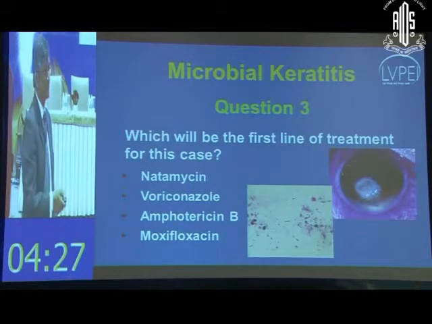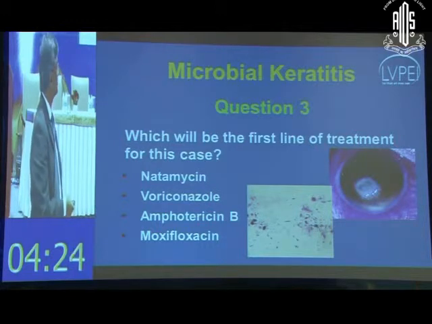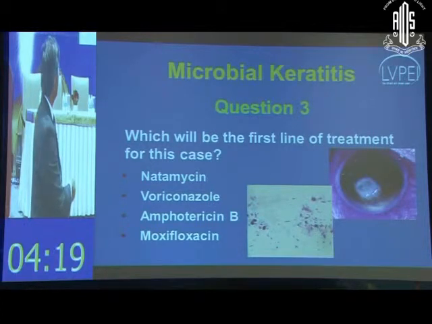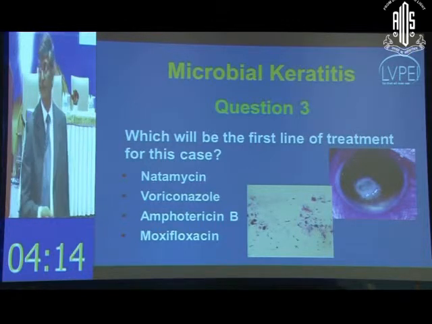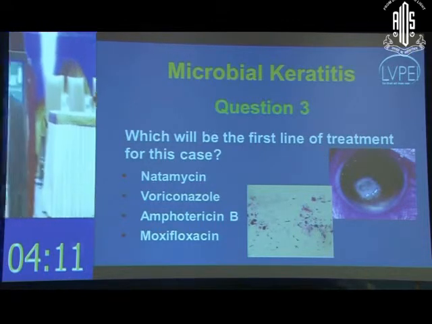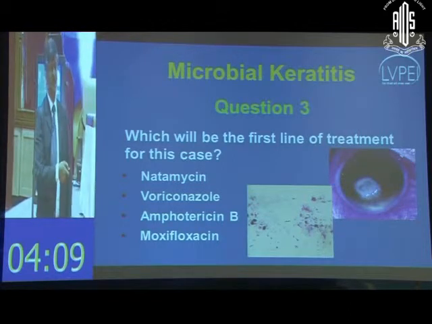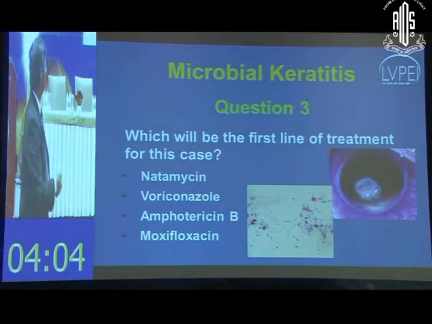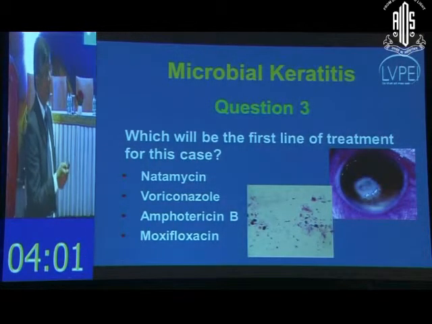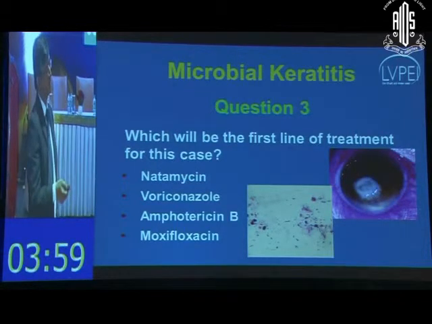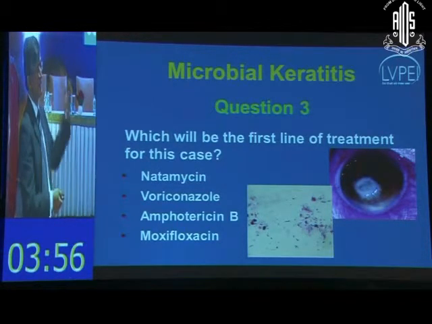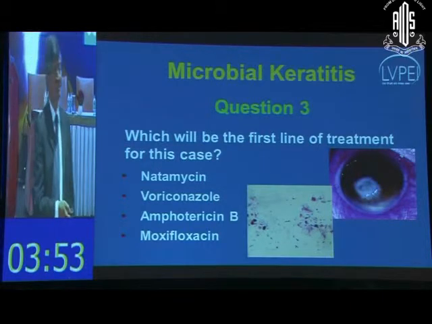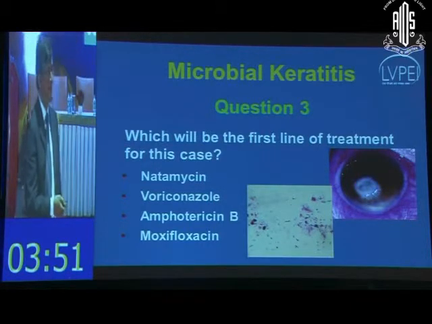So let us try to answer this question, which will be the first line of treatment for this case where you are seeing ovoid gram-positive body. So it is basically what kind of infection, filamentous or yeast? It's a yeast. So which drug will be the first drug of choice? Probably amphotericin B, or you can consider using even voriconazole. So amphotericin B will be the other drug. If the alternative is written fluconazole, then fluconazole is commercially available as well. Okay.